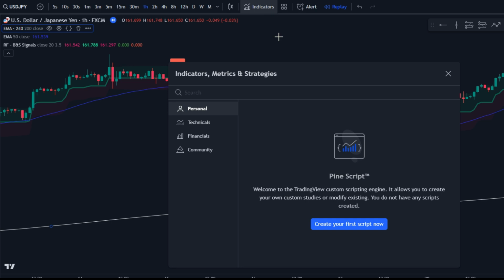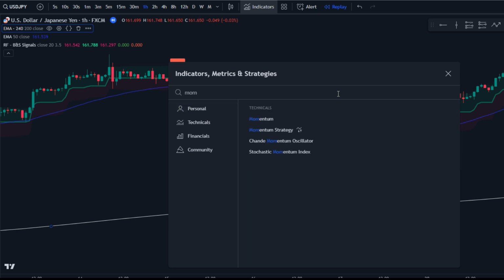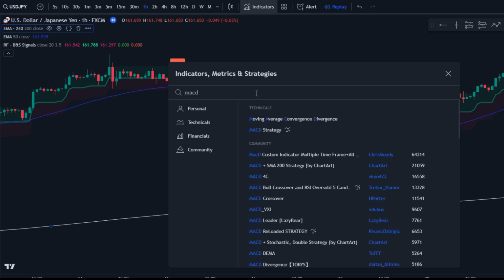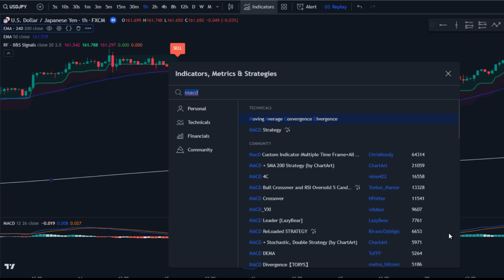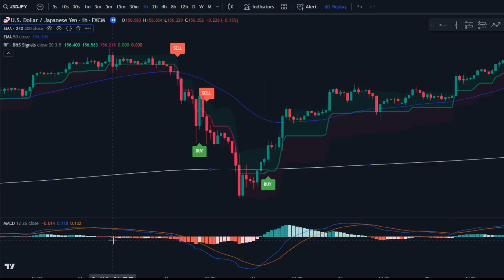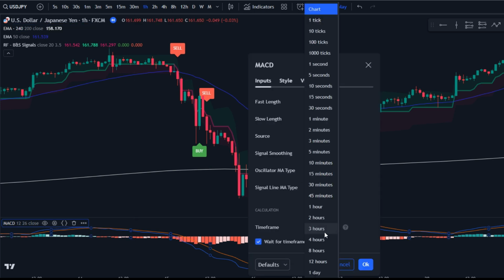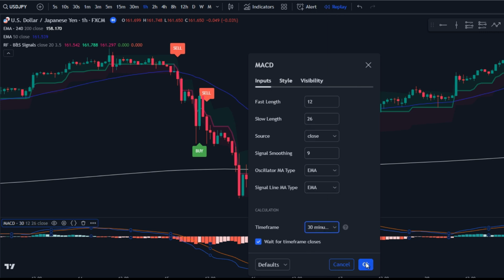Now we also need a momentum indicator to further confirm our entry on a lower time frame. For this reason, you can go to the Indicators tab and add any momentum indicator of your choice. I'm going to be using MACD. And after adding MACD, go to its settings and change the time frame to 30 minutes. So what MACD on 30 minutes is going to do is tell us the underlying shift in momentum and its reversal strength. This way we have triple confluences.